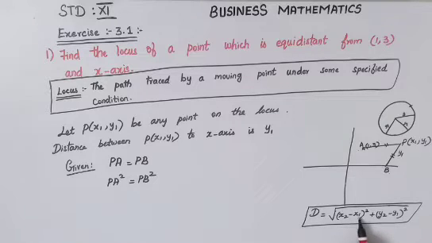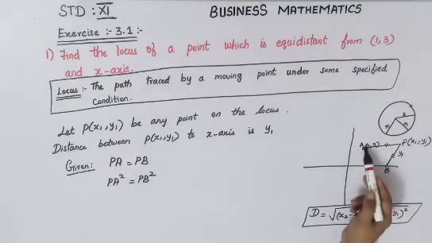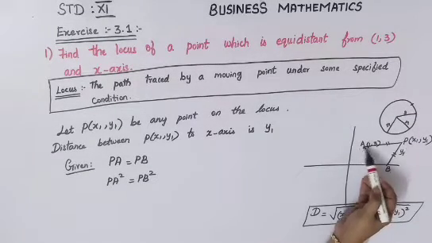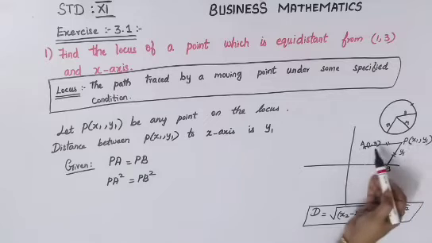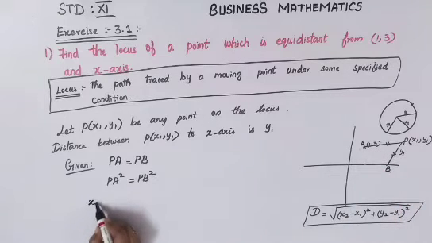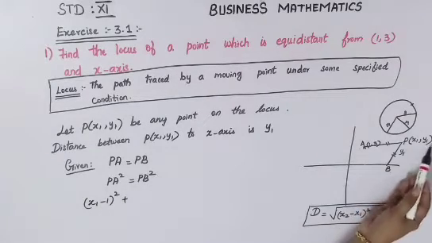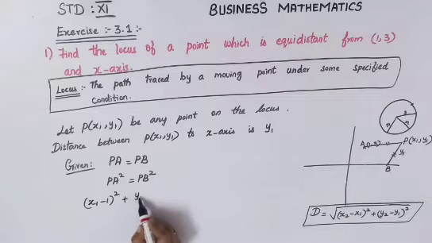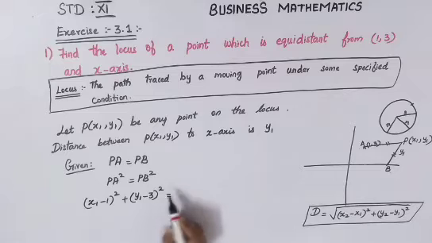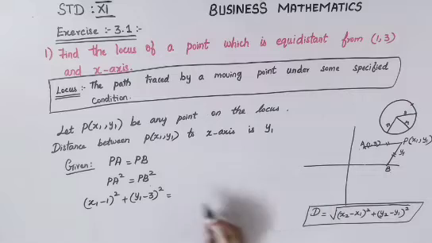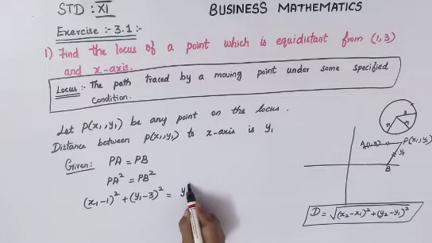Now (x2 minus x1) the whole square. First we'll find PA, substituting in this formula. So (x1 minus 1) the whole square plus (y1 minus 3) the whole square, which is equal to PB square. But we have the distance PB as y1, so you can write it as y1 square.